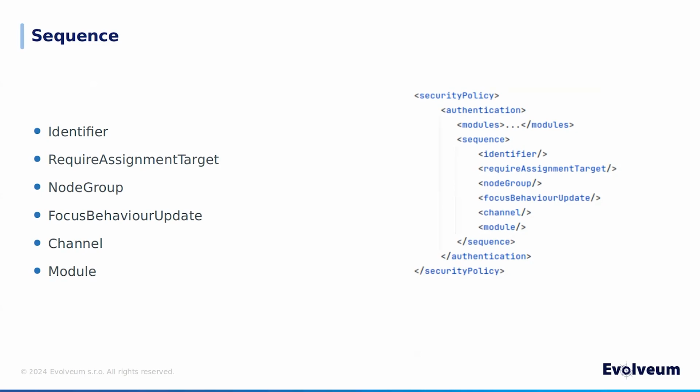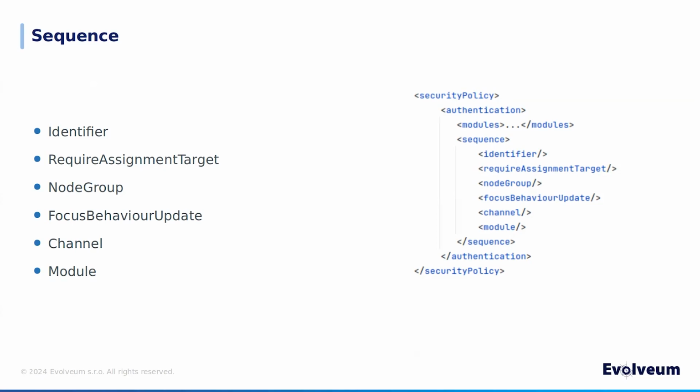The second attribute is the required assignment target, which represents that this authentication sequence is only applicable to users who have an active assignment with this target and relation. If the sequence is attempted on a user who does not have this assignment, the authentication will fail. The next attribute is node group, which is similar to the required assignment target attribute, but works with reference to the archetype. Node group means that this authentication sequence will only apply to nodes that have an active assignment with this archetype.